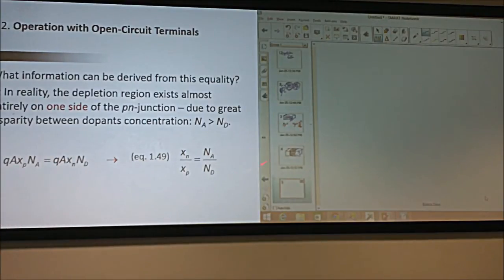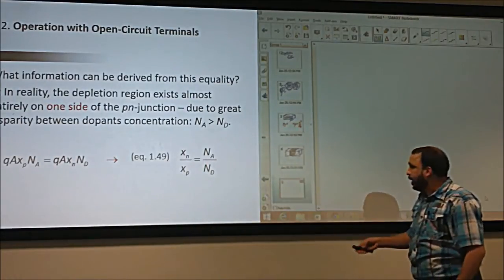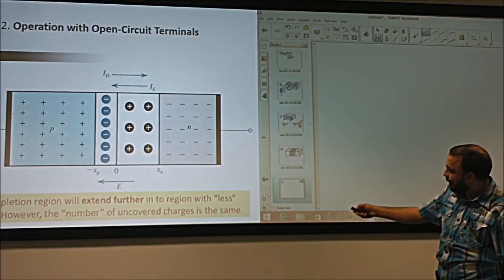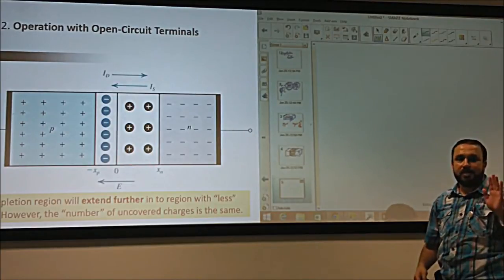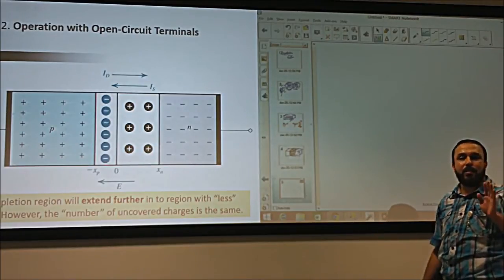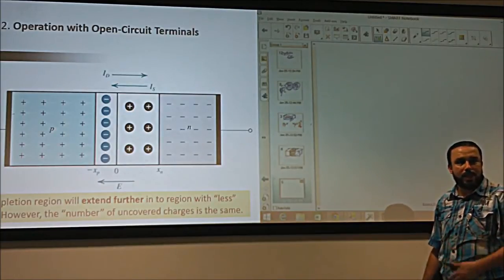Now, if Na, the density of acceptors, is the same as that of the donors, this ratio will be equal to 1. And in that case, Xn will be equal to Xp. It will be symmetrical. Same width, yes or no? Symmetrical. The side of depletion in the n-type is the same as in the p-type. This is only when Na is equal to Nd, when the acceptor density is the same as the donors.